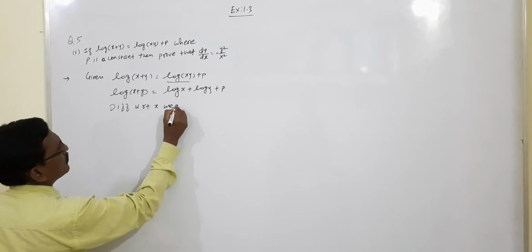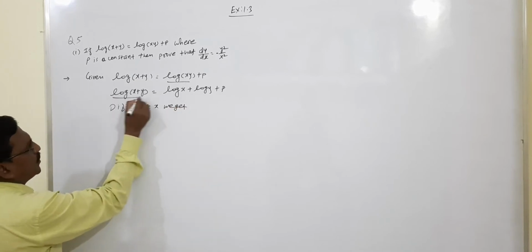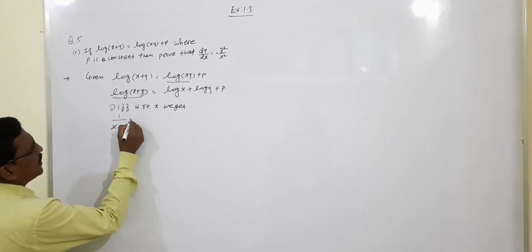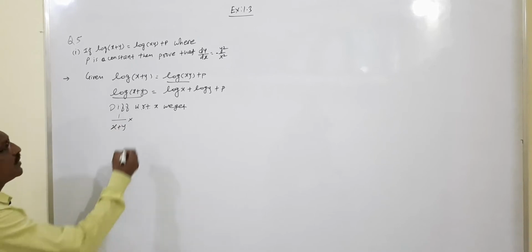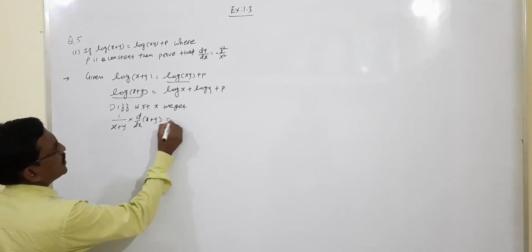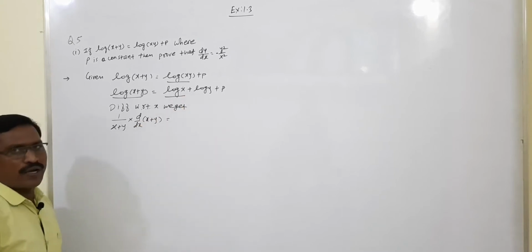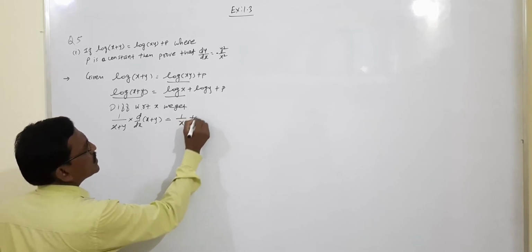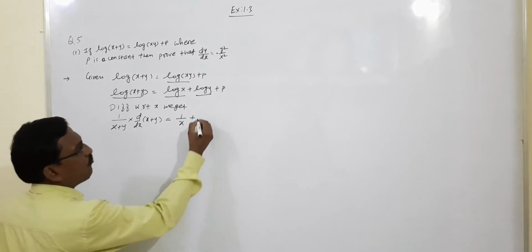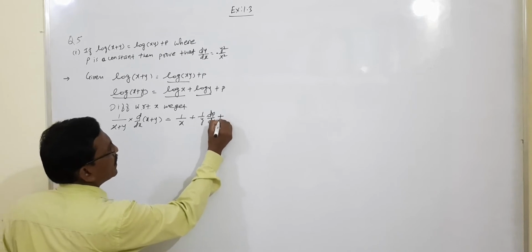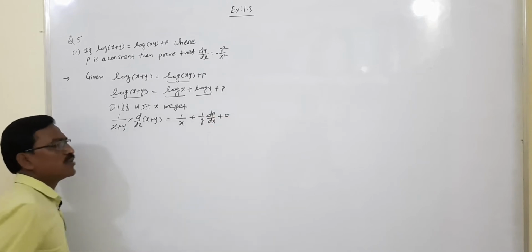We get, the derivative of log of x plus y is 1 by x plus y into, by chain rule, the derivative of x plus y, is equal to the derivative of log x, which is 1 by x, plus the derivative of log y, which is 1 by y into, by chain rule, dy by dx, and plus constant, its derivative is 0.